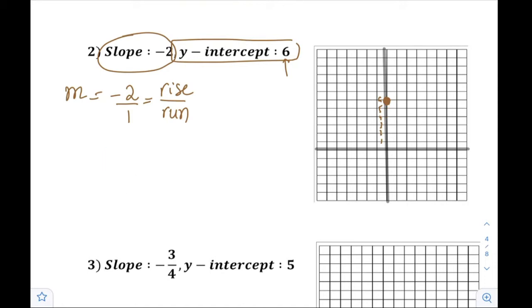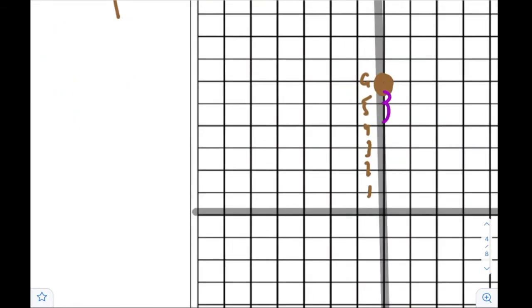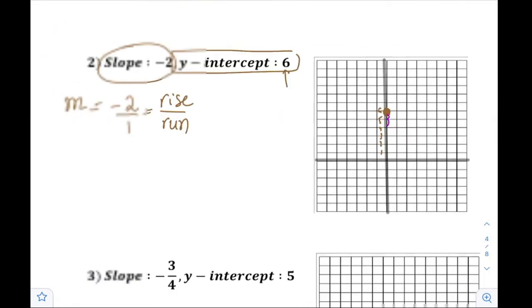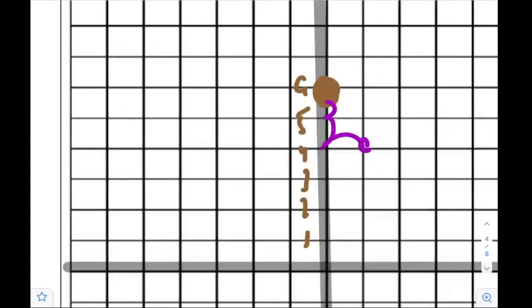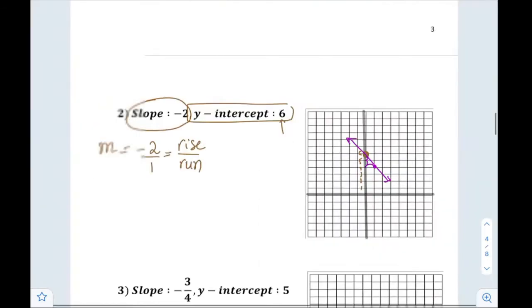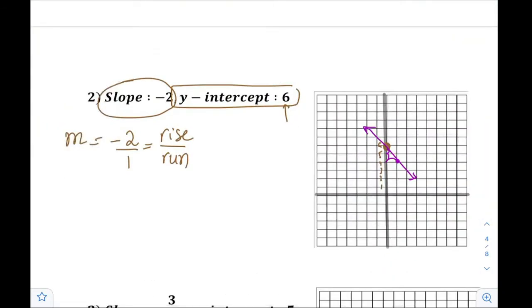This is my run. The rise is 2, so I'll go 2 units down. I will run 1 to the right. So I reach here. So I will have this line. Now it is common sense. It makes sense. You cannot consider both negative.